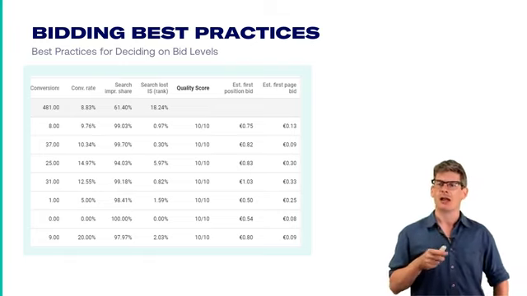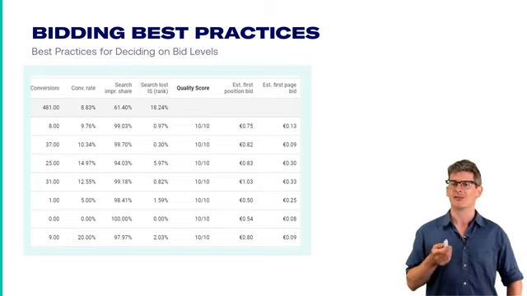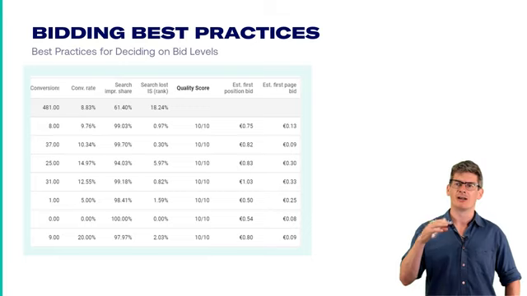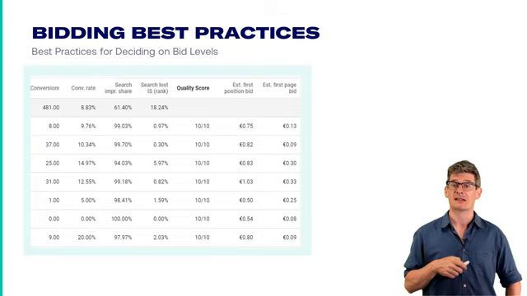Ideally, for any keywords that convert, you want them to be showing up in the high 90s in terms of impression share. You do want your high conversion, low cost per conversion keywords showing up as often as possible. And we'll go into a little bit of that in the optimization piece.